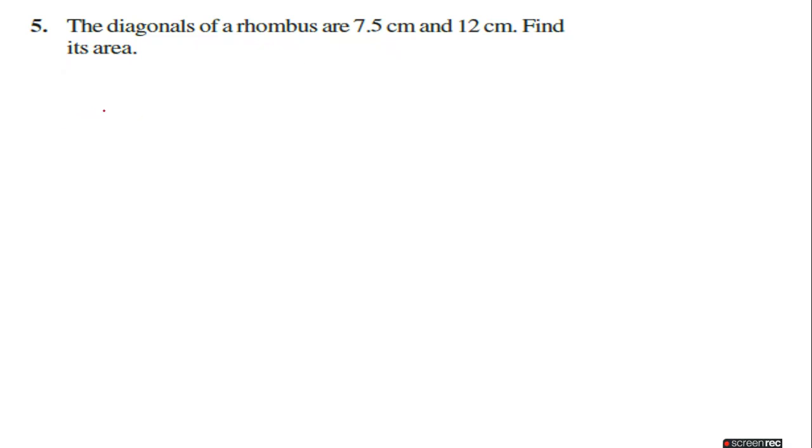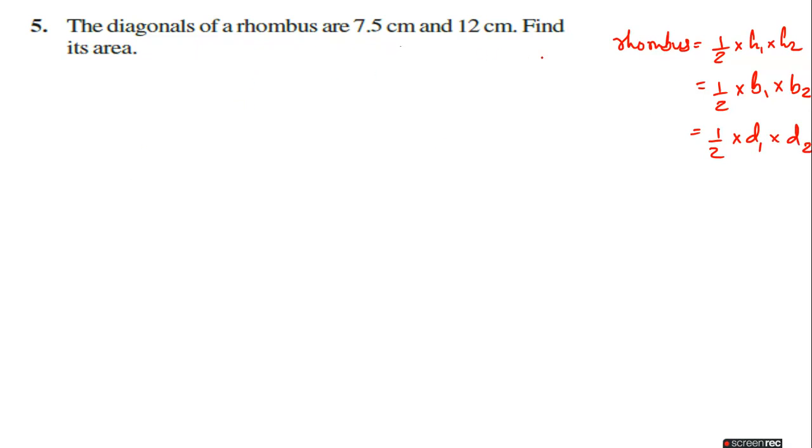If you have read the description, I hope you have seen that the area of a rhombus can be easily found. Area of rhombus is equal to 1 by 2 into h1 into h2, or you can consider 1 by 2 into b1 into b2. What are these? Both are diagonals. Otherwise you can consider 1 by 2 into d1 into d2, d for diagonal. Here measurements are given and we have to apply the simple formula.